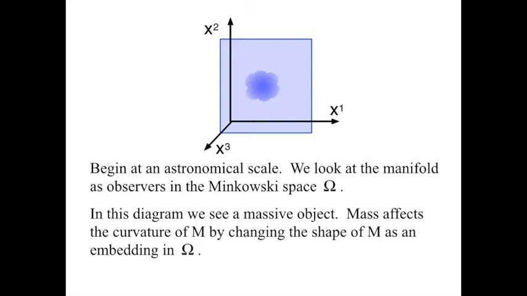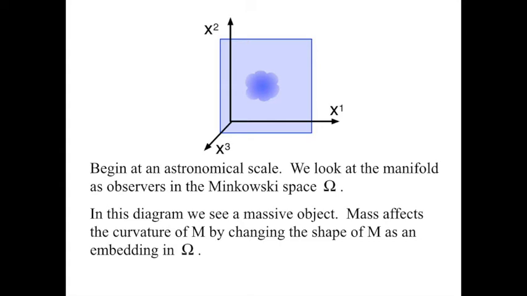We begin at an astronomical scale, the scale at which general relativity is most successful. And we look at the manifold as if we are observers in the Minkowski space omega. And in the diagram, we portray a massive object. That massive object affects the curvature of M by changing the shape of M as an embedding in omega.